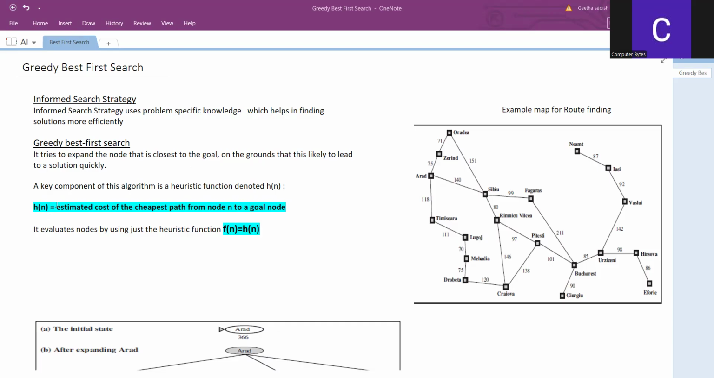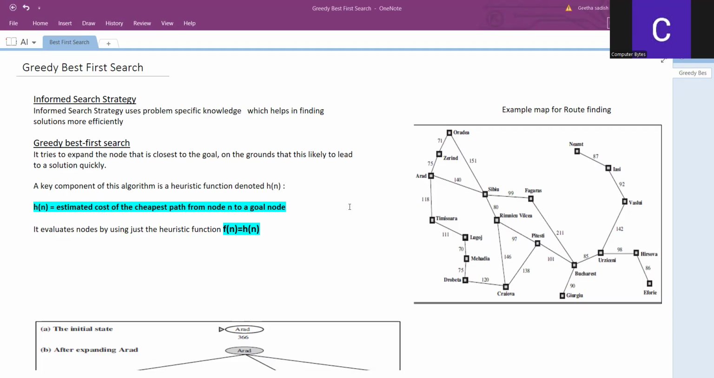What is the heuristic function it uses? h of n is called the heuristic function of the particular node, which is the estimated cost of the cheapest path from the node n to a goal node. So here the evaluation function f of n is equal to just h of n, to evaluate which node to be selected out of the generated successors.